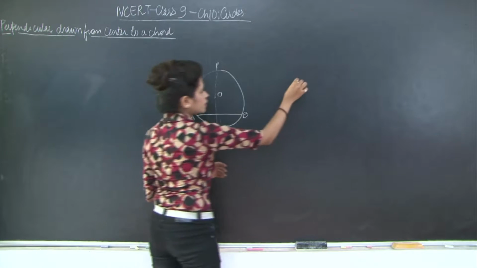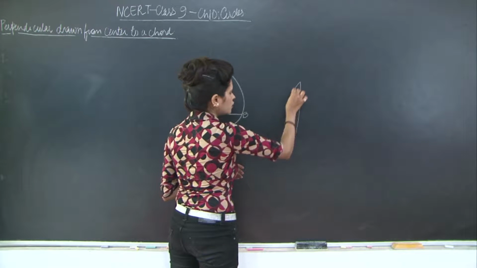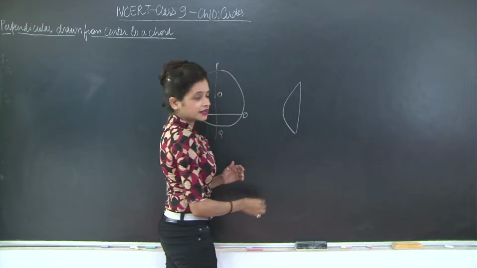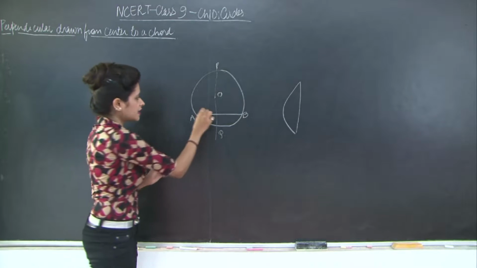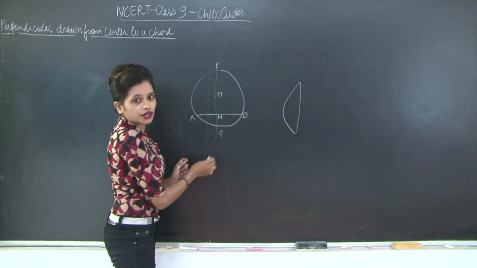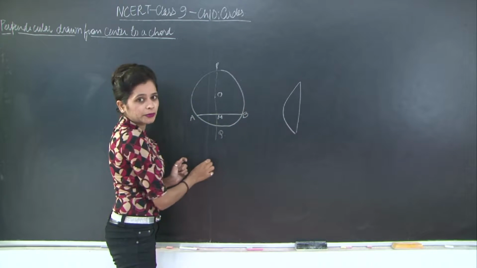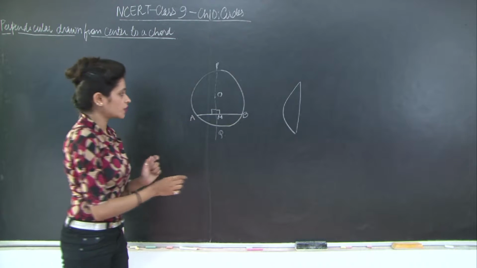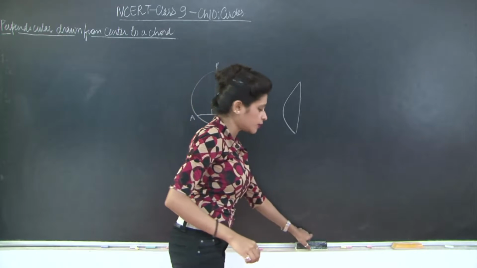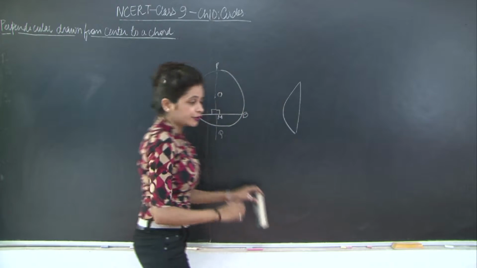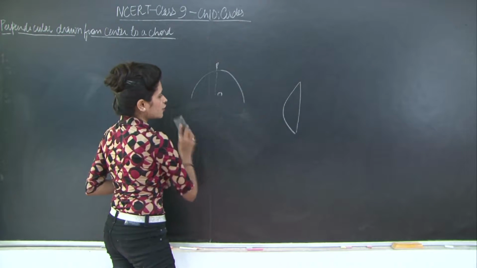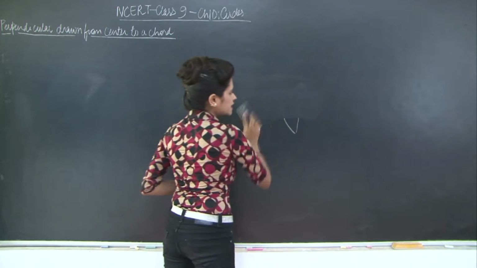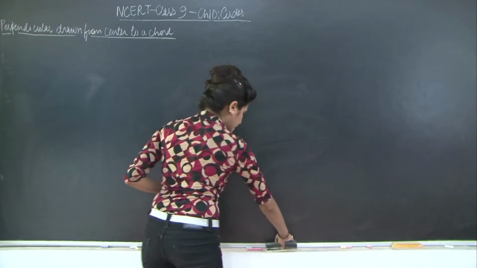So how will the circle look like? The circle, when you fold it, will look somewhat like this, right? You will notice that this point out here, AM will be equal to MB and this is the perpendicular. Based on this we will prove a theorem that the perpendicular drawn from the center of the circle to the chord bisects the chord. So let's write this down.